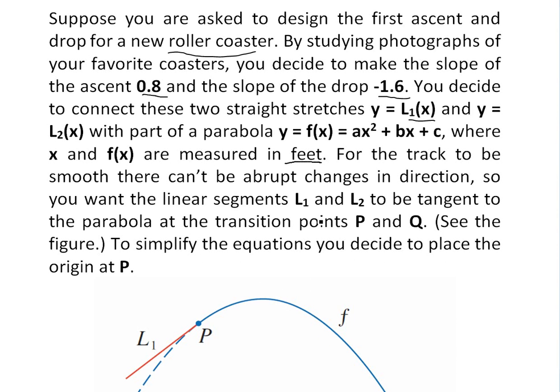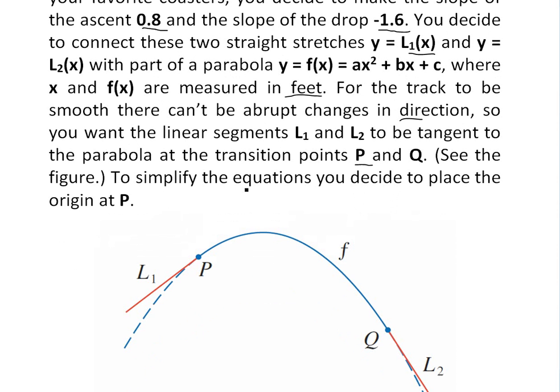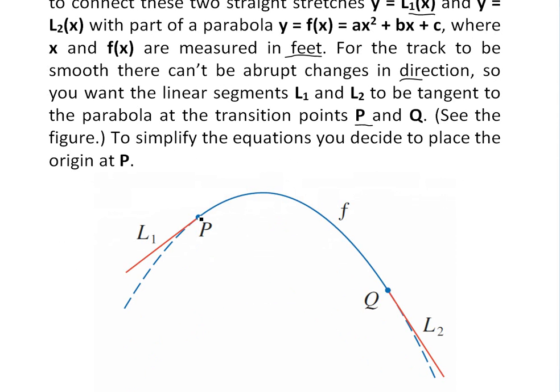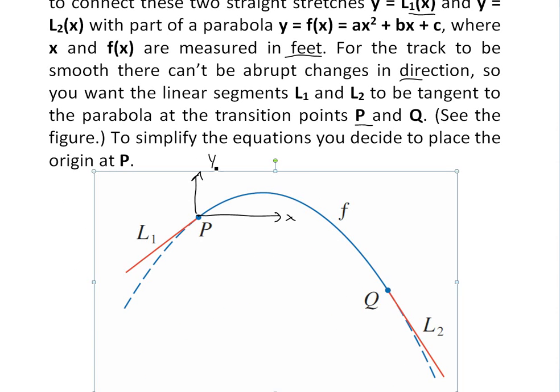But for the track to be uniform or smooth, there can't be abrupt changes in direction, so you want the linear segments L1 and L2 to be tangent to the parabola at the transition points P and Q. It basically means that the derivative has to be the same at these points. See this figure below, and to simplify the equation, you decide to place the origin at P. So if we were to draw an x and y curve, it would be like this. This would be x and this would be y, and basically 0, 0 would be at this P.